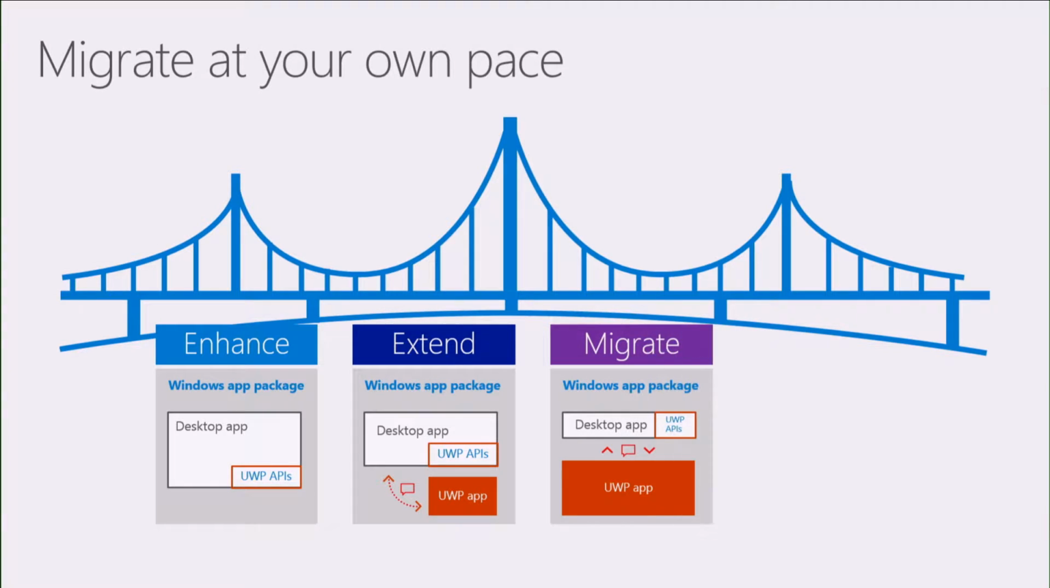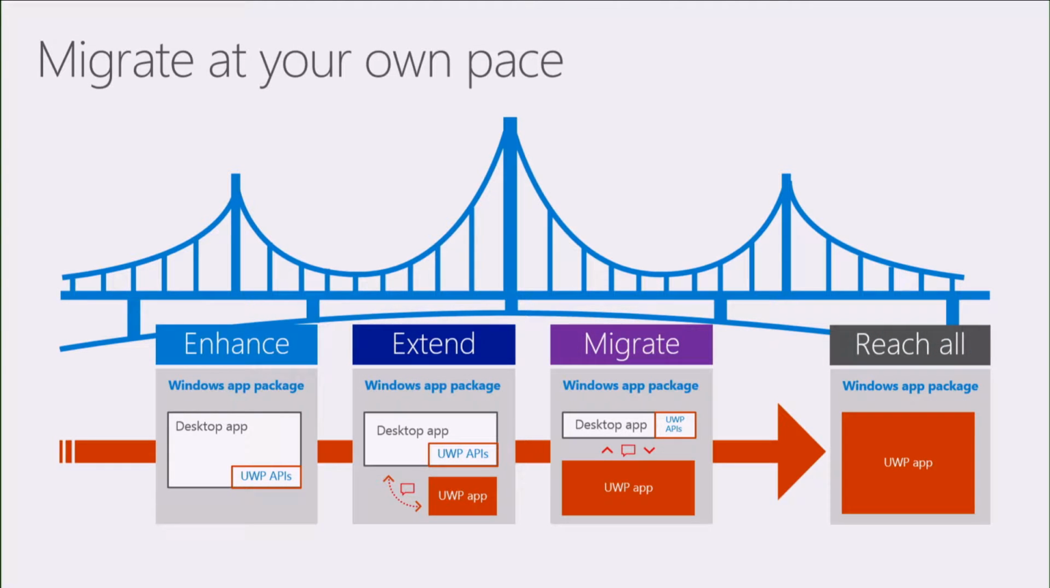And over time, that process continues in these 2 phases, and you move more and more code over to the UWP app. This is really that gradual path that we're enabling with this technology. You can do this at your own pace, where it makes sense for you, until at the end, obviously, you end up with only the UWP app inside of that package.